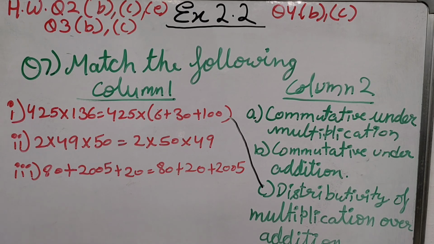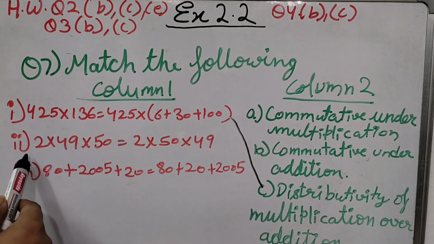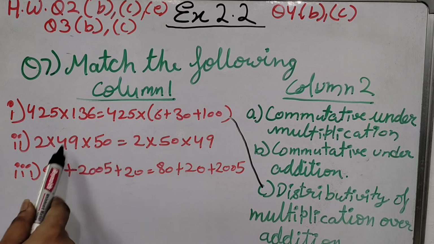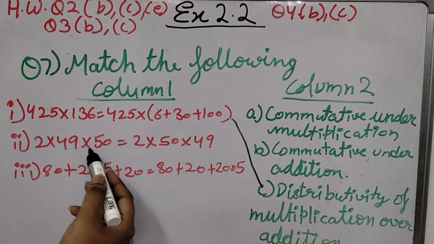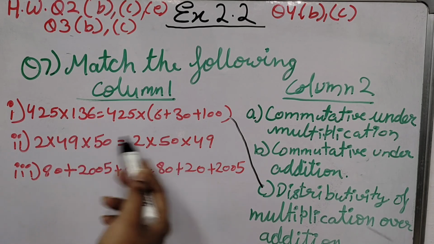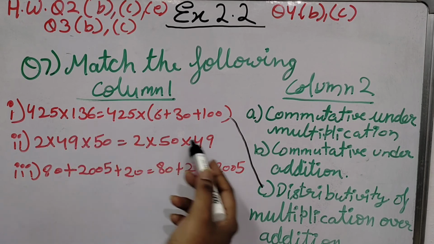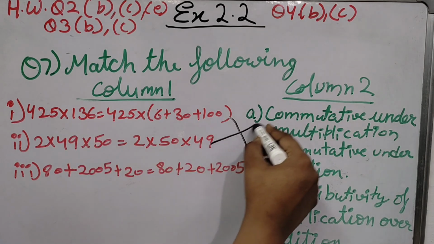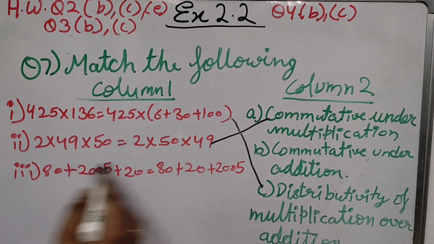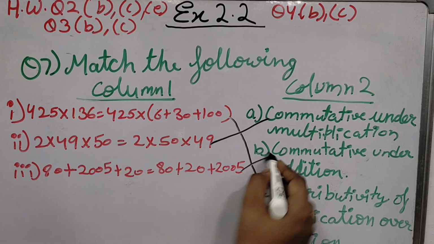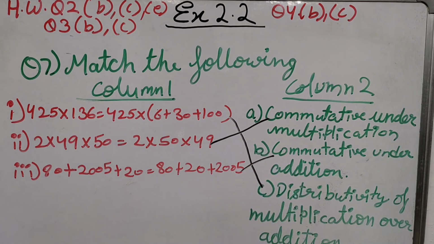So we can match it. Part 2 in column 1 is stating that we are just interchanging the position of numbers, which says there is multiplication, so that means the numbers are commuting and it is commutative under multiplication. So commutative under multiplication is part A in column 2, and the last one is commutative under addition. So these are the correct properties for these given equations.